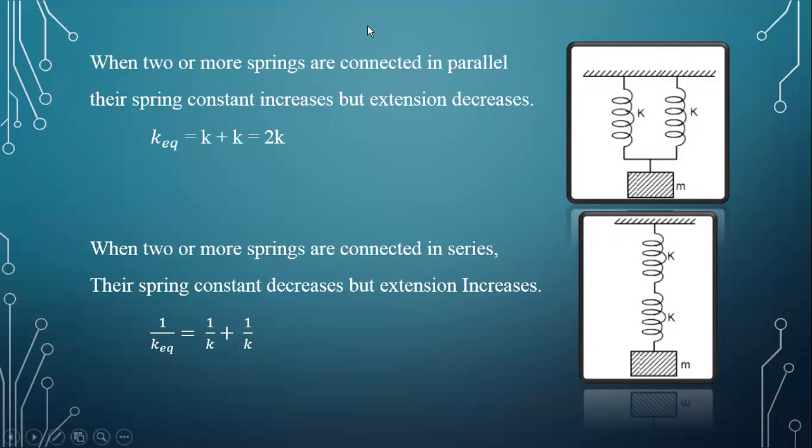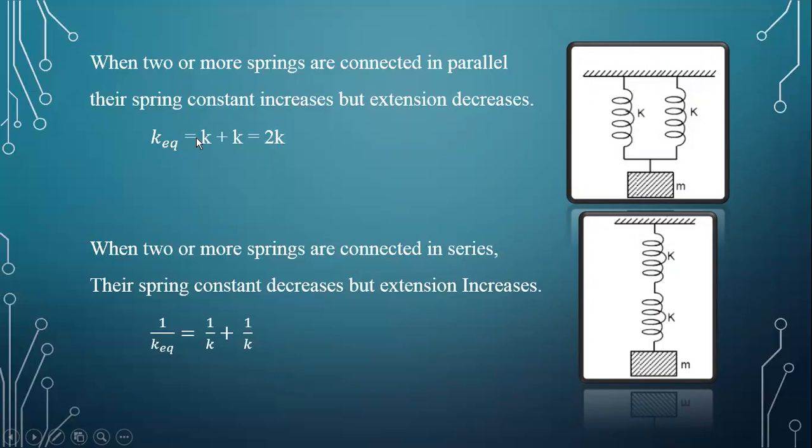So it can be determined by taking the sum of the inverse of the spring constant, 1 by K plus 1 by K is equal to 1 over K equivalent. So with the help of this mathematical form, we can determine the value of equivalent spring constant when number of springs are connected in series. So by comparing both equations, we can compare the value of K in both cases.